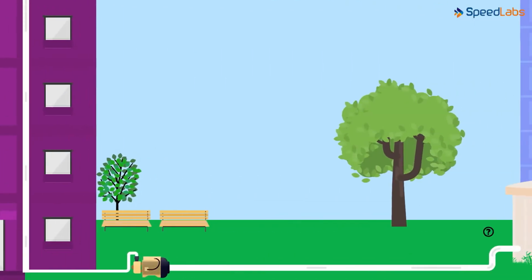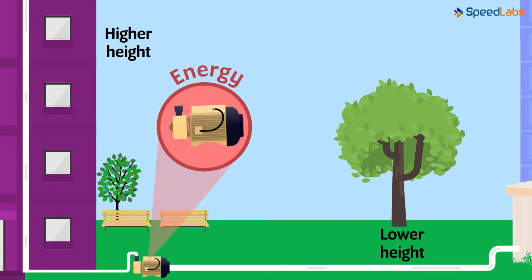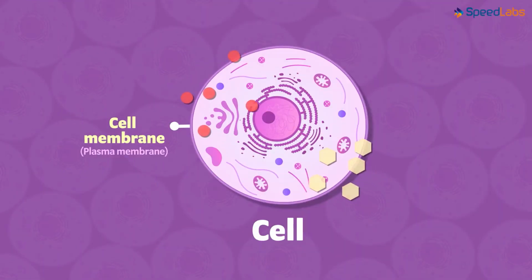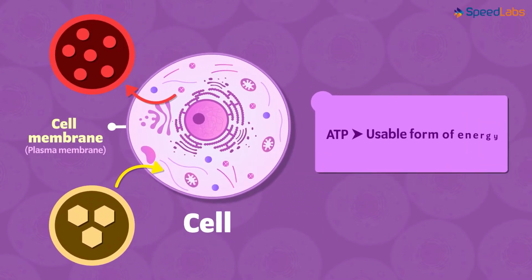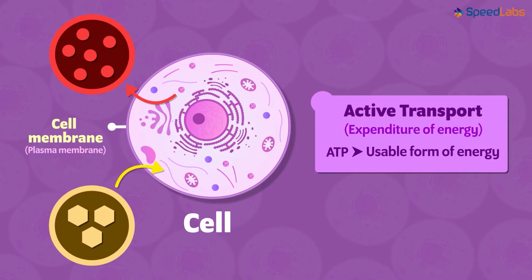Tell me one thing, how do we transport water from a lower height to a higher height? We need a pump, because this does not happen on its own. A force or some energy is required to pull the water upwards. Similarly, in a cell, some molecules have to be carried inside or moved outside the cell. This requires energy to be spent. The energy used is in the form of ATP molecules. This is called active transport. That is, active transport requires expenditure of energy.